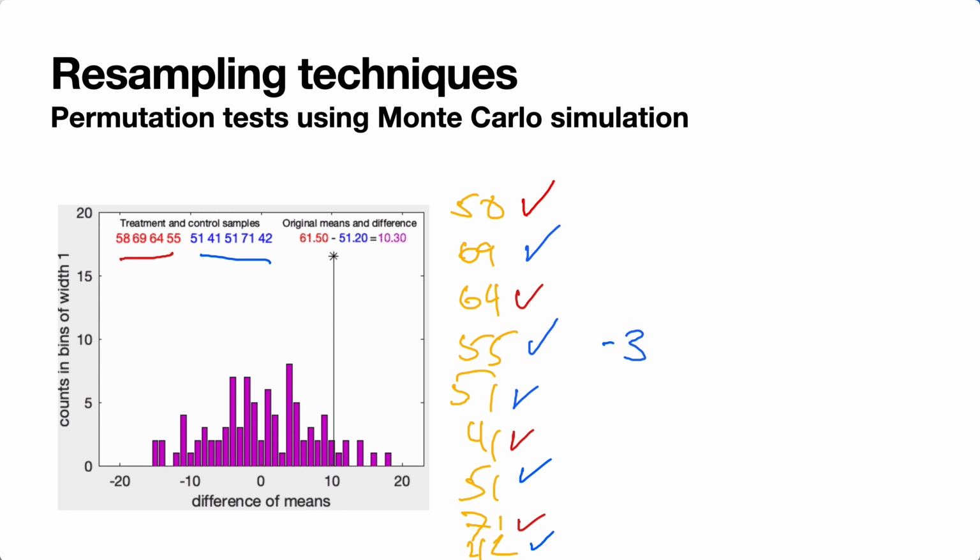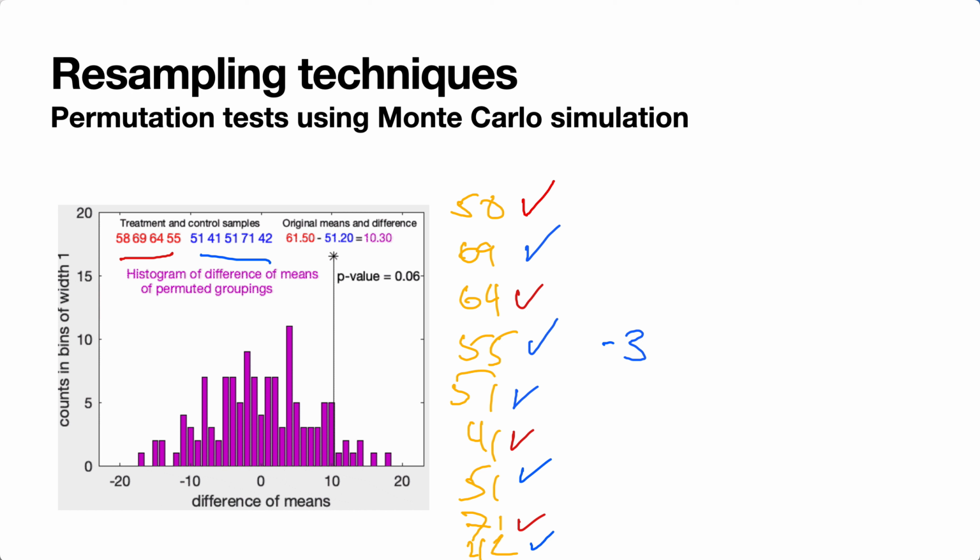As we build this histogram, we're making a distribution of the null hypothesis. The null hypothesis is that there's no difference between treatment and control. If that's the case, I can shuffle the labels and create a distribution to see how wacky it would be to have a value that is the true actual value I had in my difference of means, 10, right?